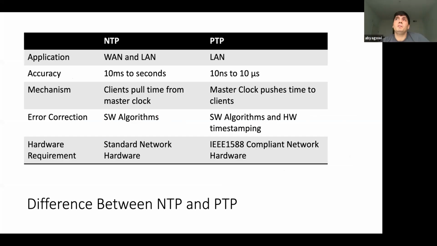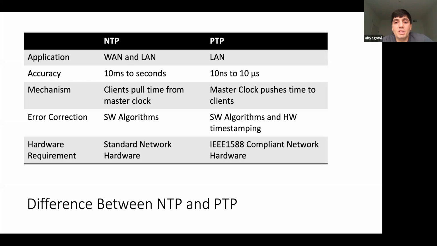However, the accuracy is in the range of, let's say, 10 milliseconds, all the way up to sometimes seconds even. And you don't have a guarantee over it. So then we have these applications, let's say control systems or, I don't know, databases, which require not only tighter timing, they also require a reliable way to get to this synchronization. So we're talking about, let's say, tens of nanoseconds to, let's say, 10 microseconds. And in some cases, PTP is going down even to picoseconds.